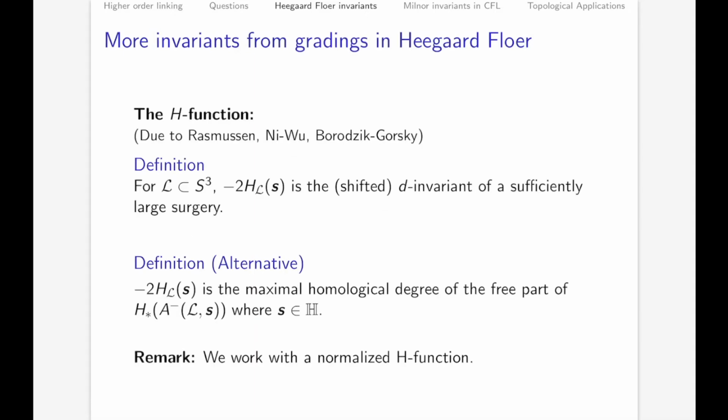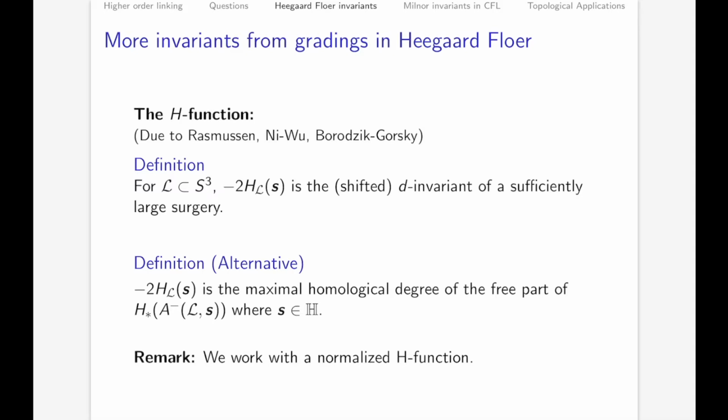Besides categorifying the Alexander polynomial, link Floer homology contains much more information about the link and about the 3-manifolds that are obtained by doing surgery on that link. Some of that information is captured by what's called the H function. This is a family of invariants that comes out of the gradings of link Floer homology. The H function is called different things when you're dealing with knots. It's originally due to Rasmussen. It also shows up in work of Ni and Wu, and the version for links is due to Borodzik and Gorsky.